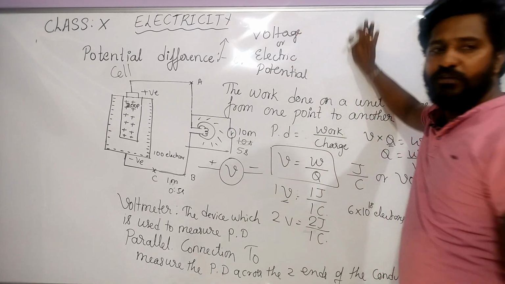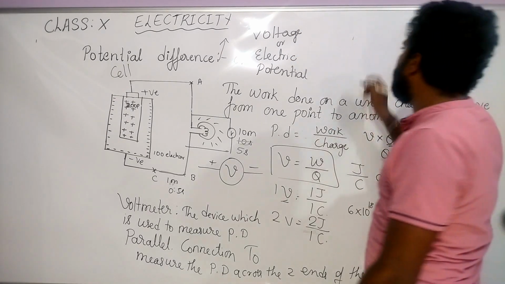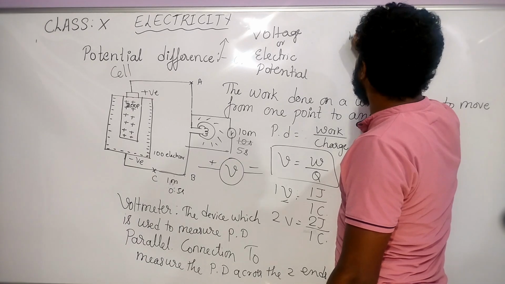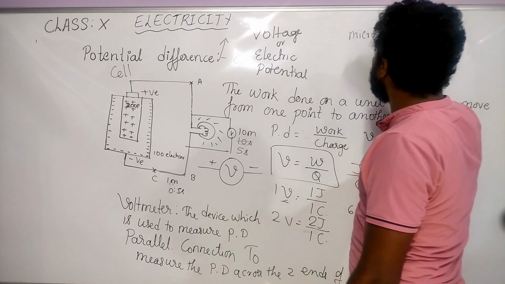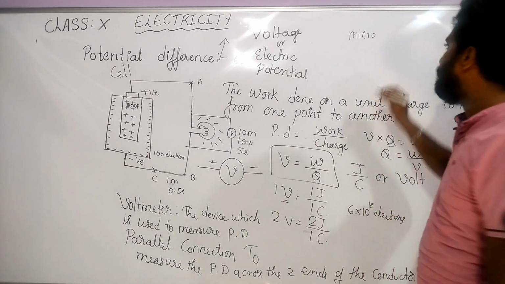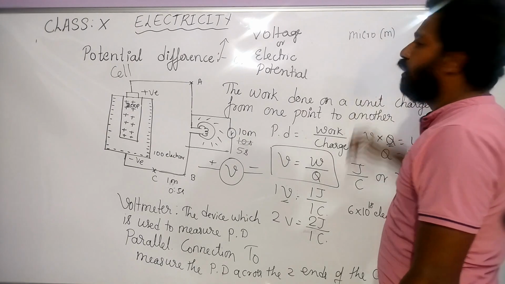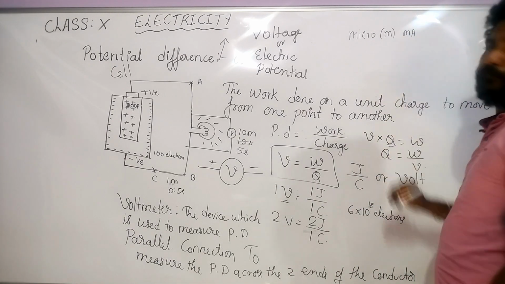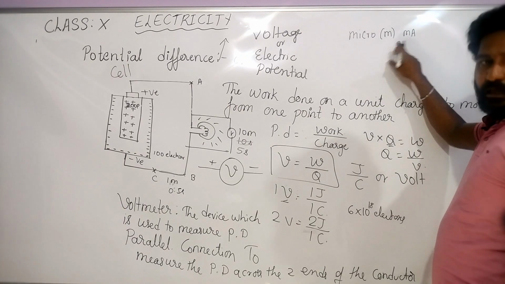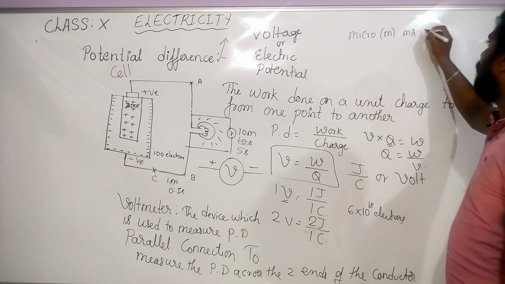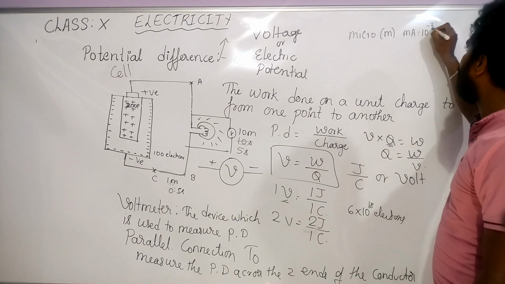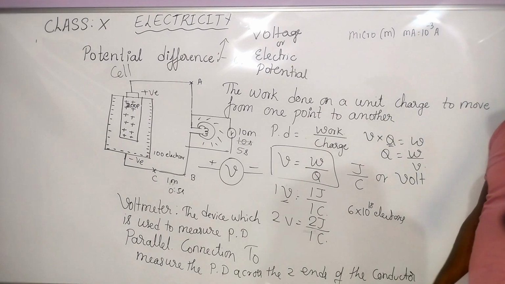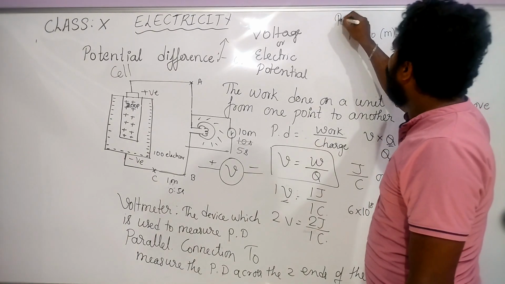Okay, so next, when doing some problems, we will get to know some prefixes which we are going to use, which are very important. So what are those prefixes? The first prefix we call milli, and it is symbolized as m. Suppose, for example, milliampere. So you have to write the symbol like this. So what do you mean by milli? Milli means 10 power minus 3 ampere. So these are the prefixes.